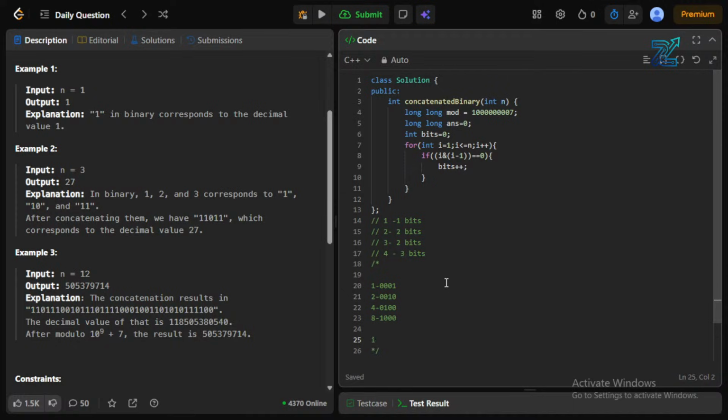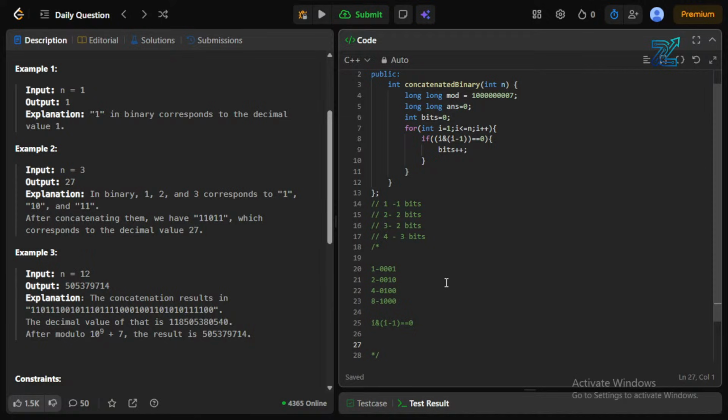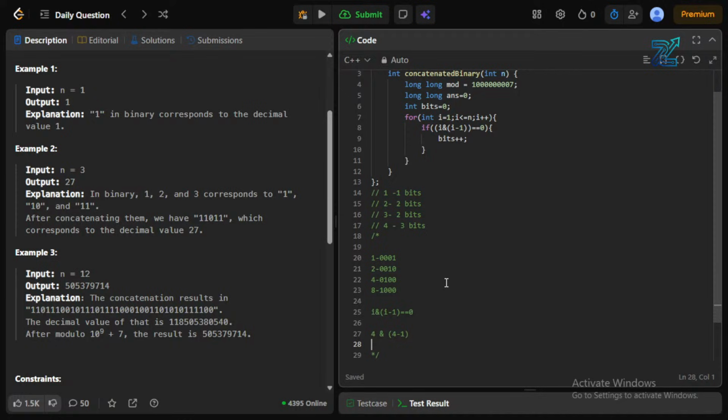So what condition? i and i minus 1, that should be equal to 0. If we see an example, take the number, so i is 4. And we are using the AND operator here, right? Then i minus 1 means 4 minus 1, that is 3. So we will get 4 and 3, right? If we do the AND operator between them, what will we get?